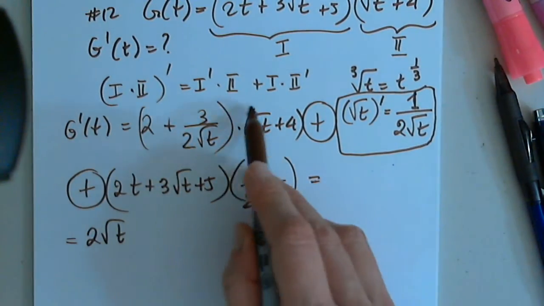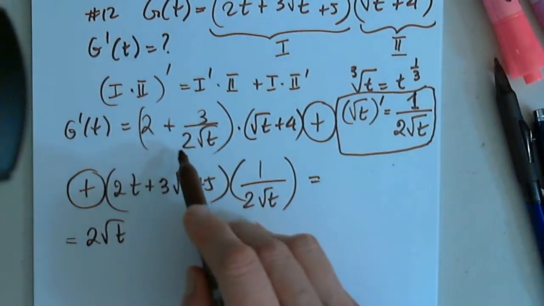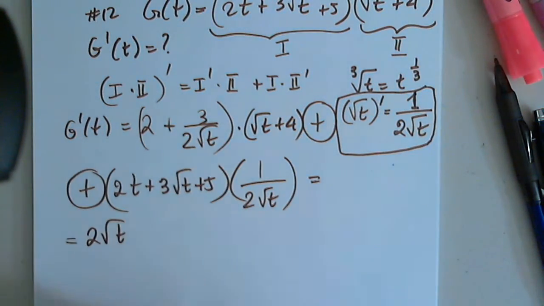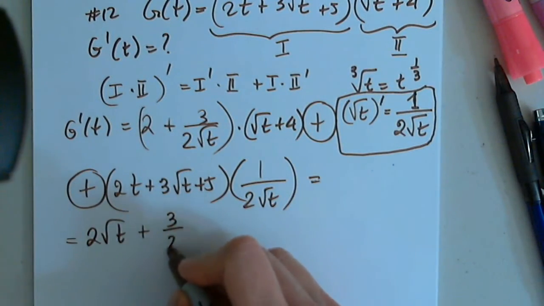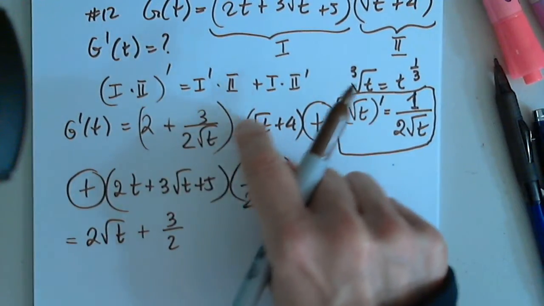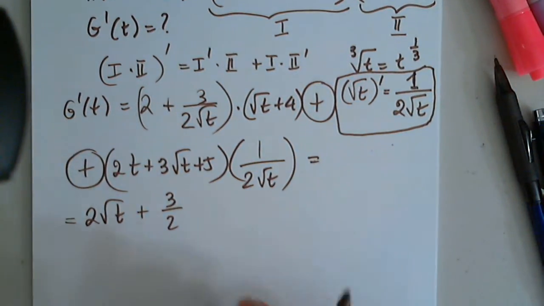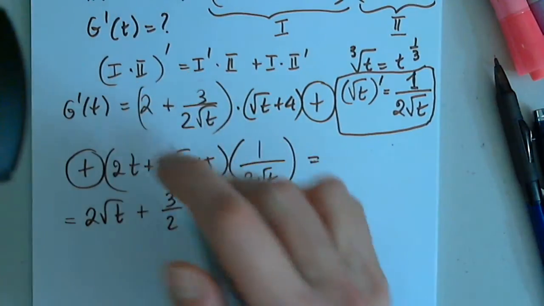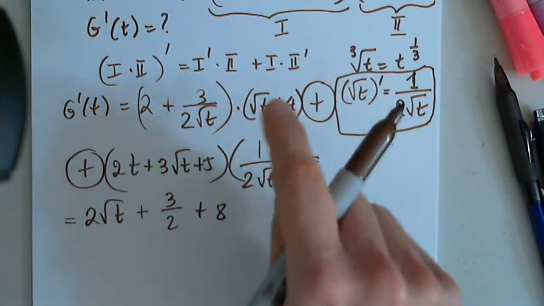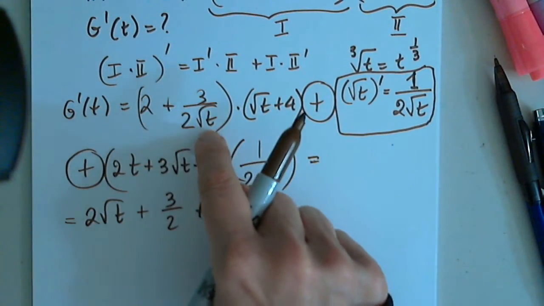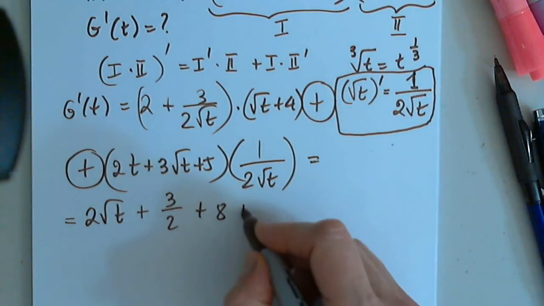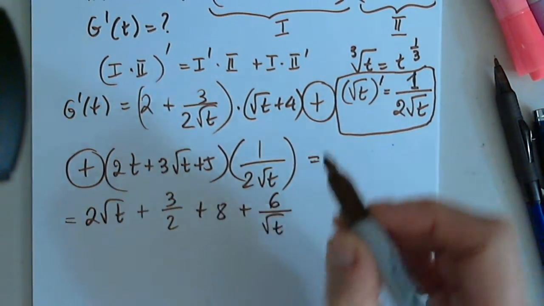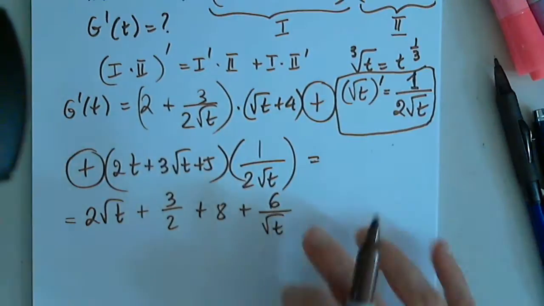What happens when I multiply these two? Can anyone tell us? Would it just be 3 over 2t? Thank you very much. The square root of t with the square root of t will simplify. Plus 4 times 2, which is 8. And now 4 times 3 over 2, the square root of t will be just 6 over the square root of t. Because I simplify a 2, 2 times 3 is 6.